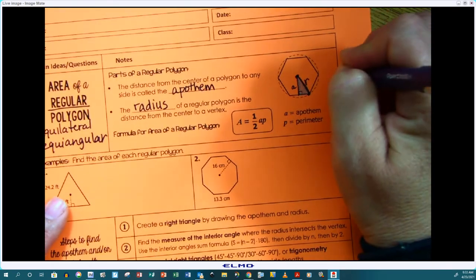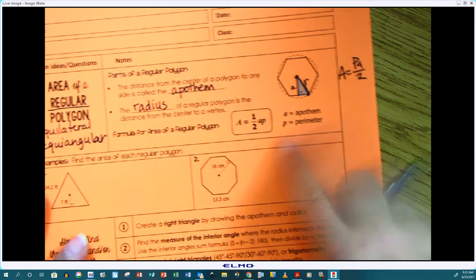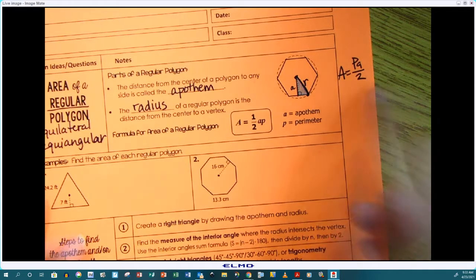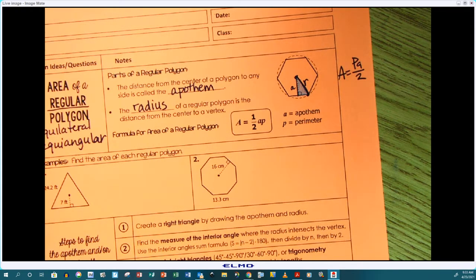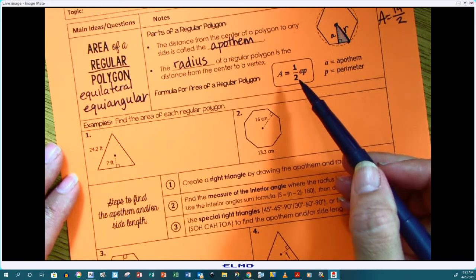Okay? But here's your formula, and it is on the formula chart. I always write it like this. I always say PA over 2. It's the same thing. I just always write PA over 2. I always find the whole thing and then just take half. To me, that's faster or easier. So first thing we're going to do is P is the perimeter and A is the apothem, okay?